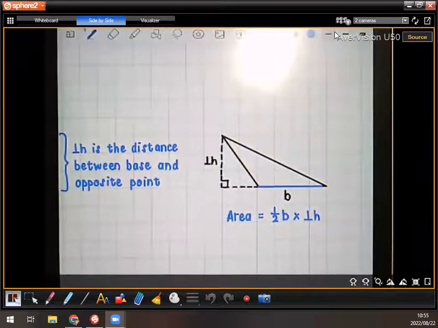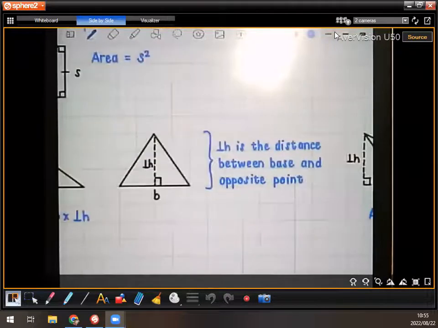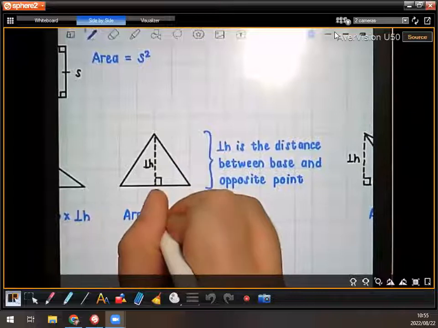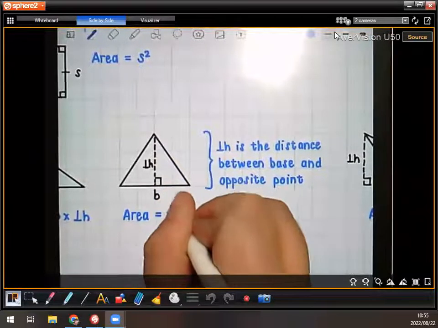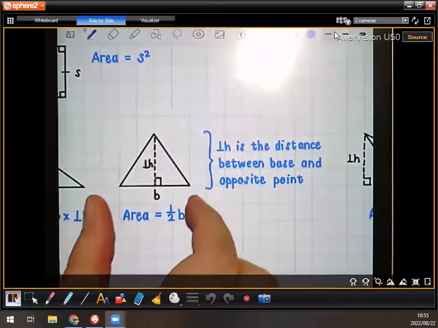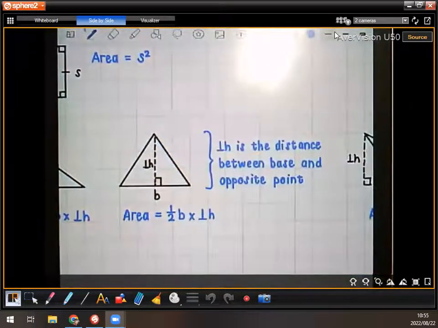And then we can do the same thing for the other triangle, right? Just underneath, area here again is half base times that perpendicular height. So that side of the triangle times the actual height of the triangle.